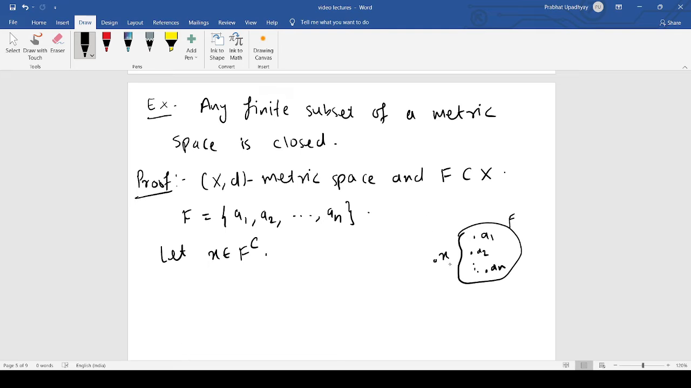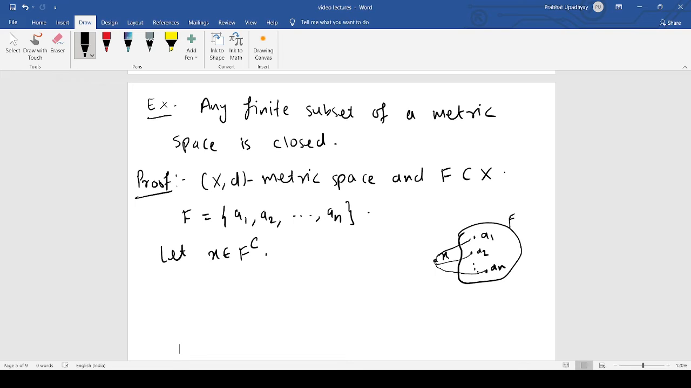That means it should not contain any of the points a1, a2 or an. What will I do? I will take distance of x from a1. Then I will take distance of x from a2. In that way a3, a4, all up till a9.